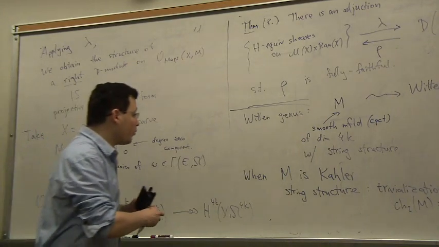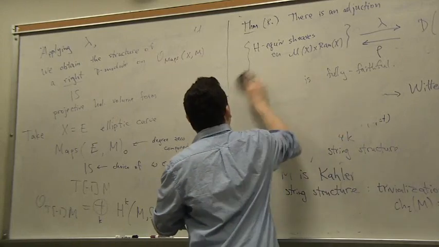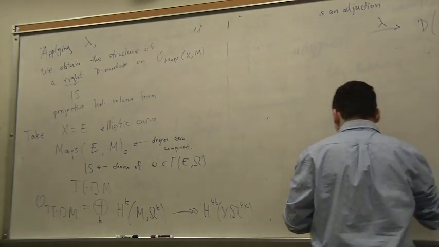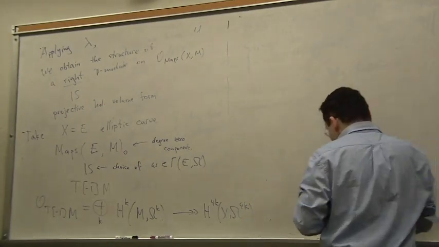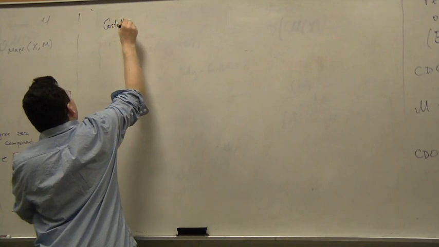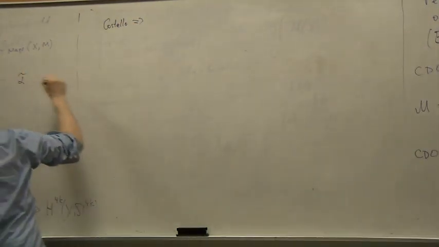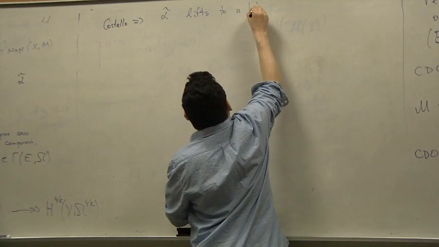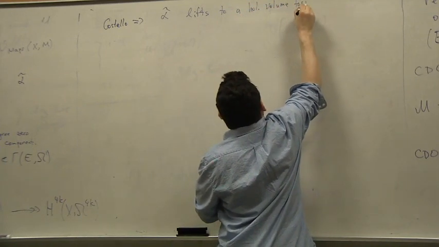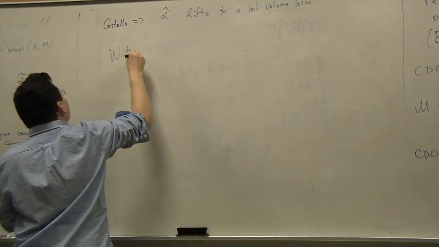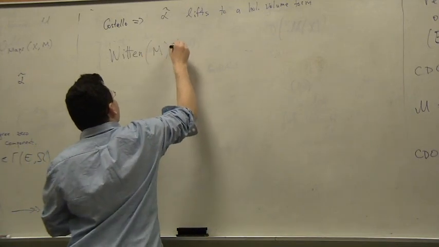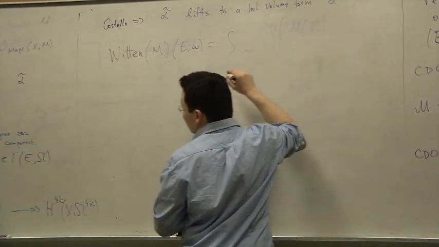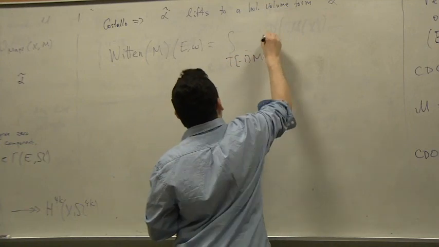So what some calculations of Kevin Costello imply is that when restricted to this odd tangent space, so let's call this alpha tilde, alpha tilde lifts to an actual holomorphic volume form. And in this case, the Witten genus, like this elliptic curve. So this is just the integral. Let's call this alpha. So this is just the integral over this odd tangent space of alpha.